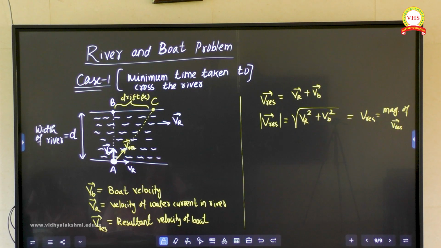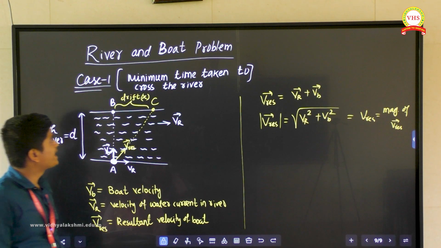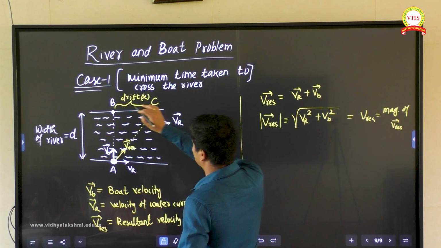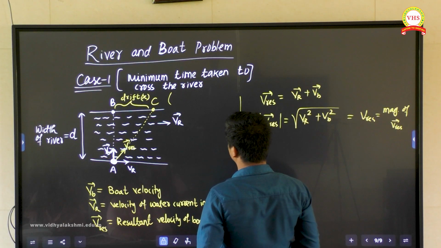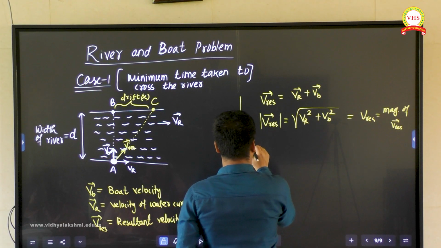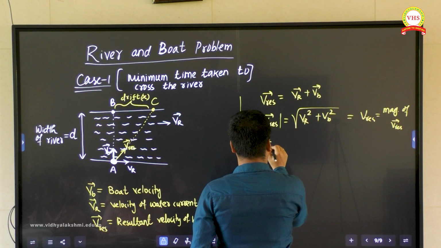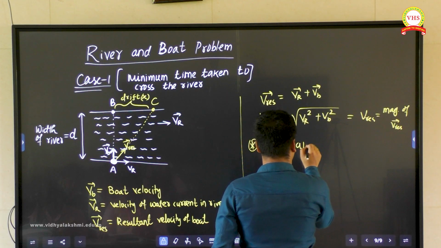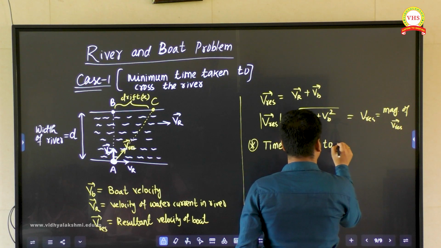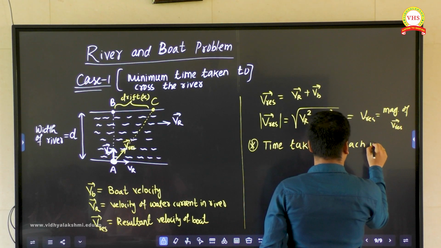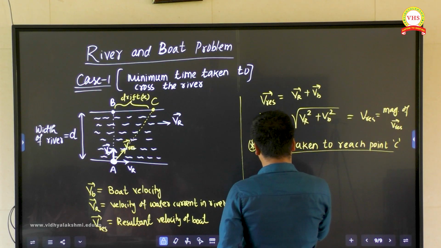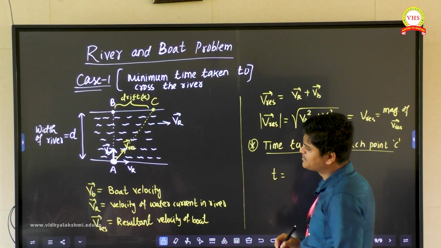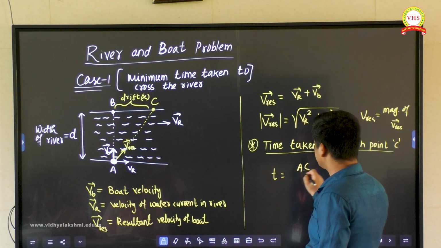Yes or no? Now, if I ask you, what is the time taken to reach the opposite point? This is the opposite bank. So the time taken to reach point C, the star mark point, how much time will it take? Time equals distance by speed. So it is the SC distance divided by your resultant speed.